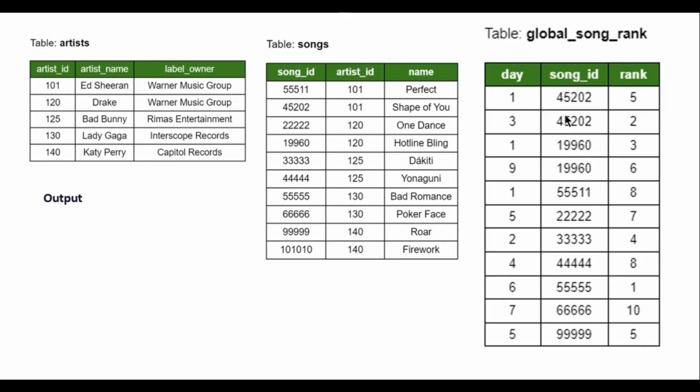Now if we look at the second artist, which is Drake, with the artist ID 120, we can see that in the songs table, it is associated with two different song IDs. One is 22222 and the second one is 19960.